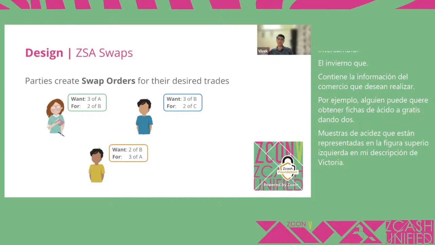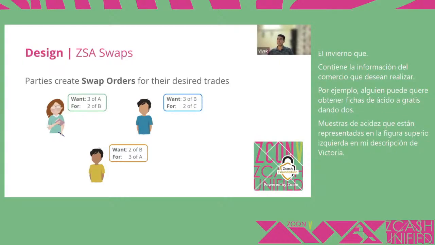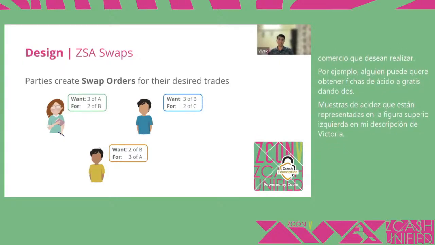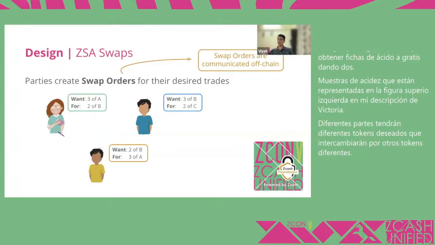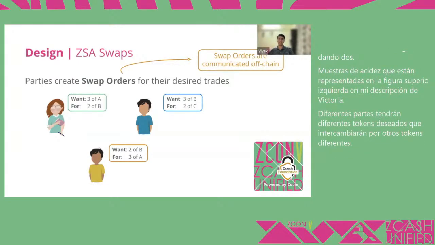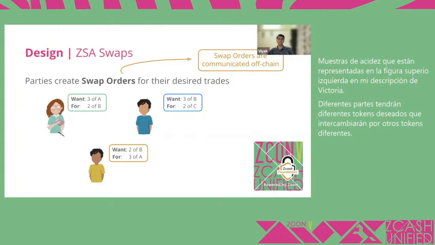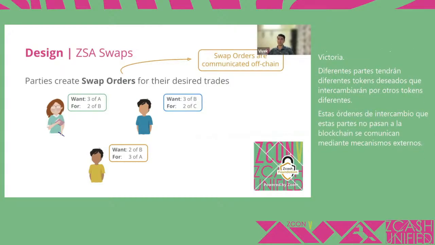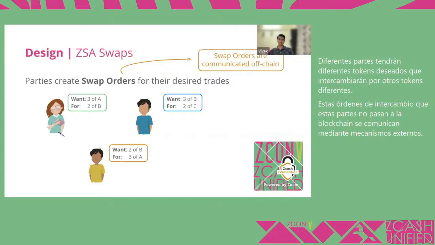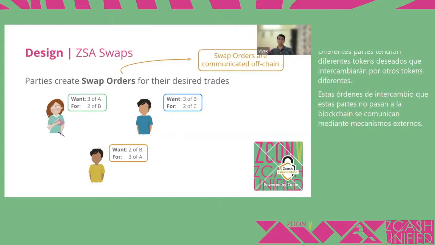Different parties will have different desired tokens that they are exchanging for other different tokens. These swap orders that these parties create do not go on the blockchain. They are communicated off-chain by external mechanisms. If you look at the orders, you will see that the person on the top left has an order that matches the order of the person at the bottom.